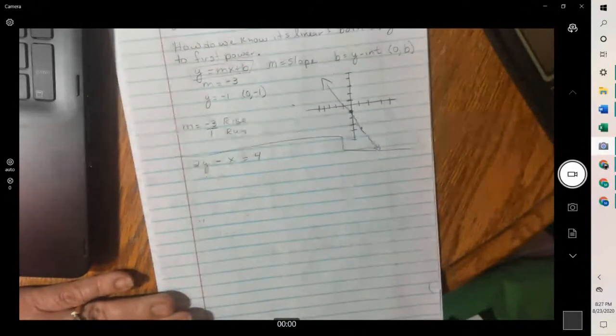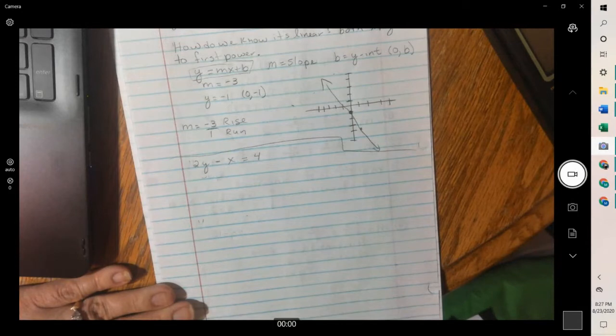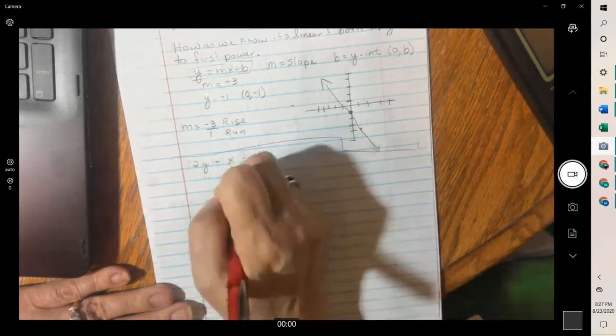So that means you need to be able to solve it for y. So we need to get y by itself. The first thing we would want to do then is move the x so 2y's by itself. So we need to add the x to the other side, because you always do the opposite. So we're going to add this x to the other side. Since it's a minus here, it becomes a plus here.